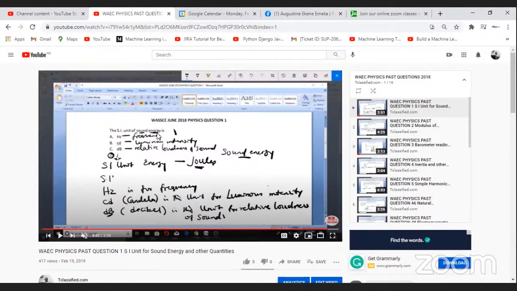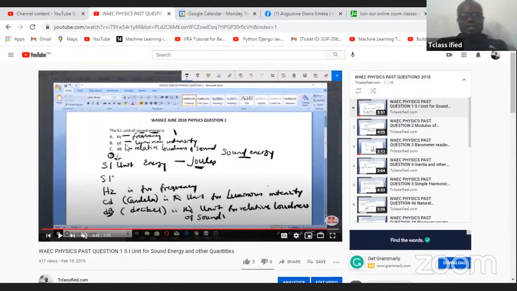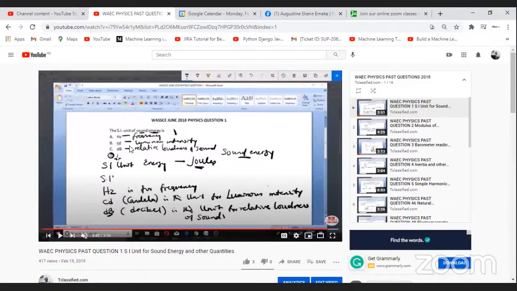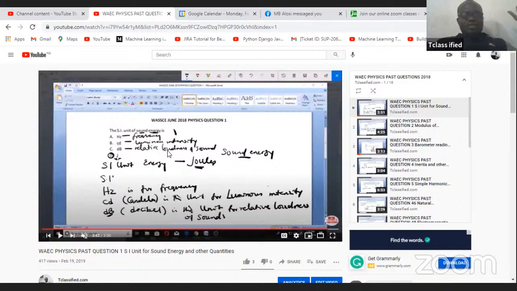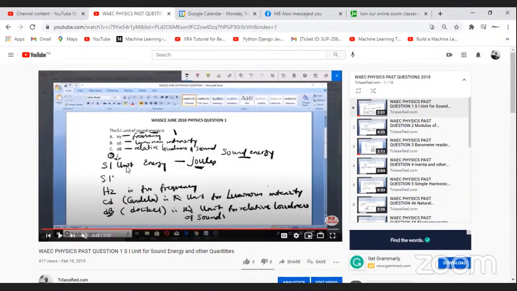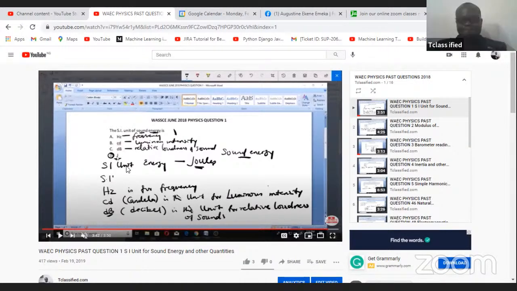So when you hear frequency, the SI unit for frequency is hertz. When you hear luminous intensity, the SI unit is candela. Then when you talk about relative loudness in sound, you talk about decibel. But once it's that word energy, then it is joules. Are you clear on that? Yes, sir. So let's move to the next question.